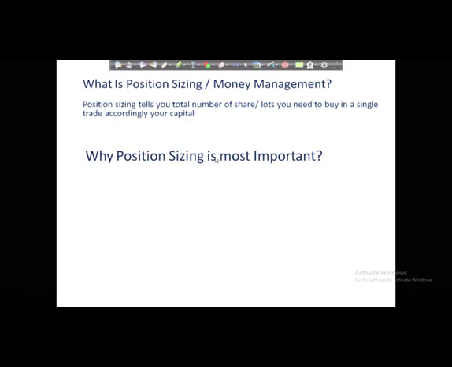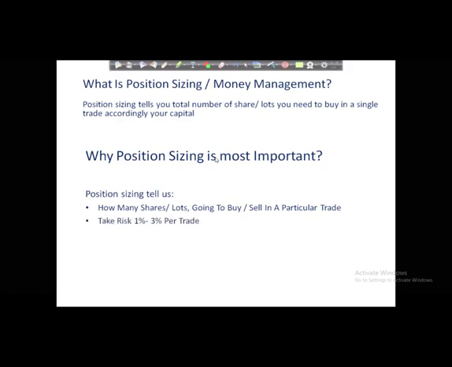Why is position sizing important? Most people are not doing position sizing. They guess, buy any amount of lots anywhere, and just put the trade. That is the wrong concept. Position sizing tells us how many shares or lots to buy or sell in a particular trade. Most people use huge leverage and buy with all their money. That is the wrong concept.